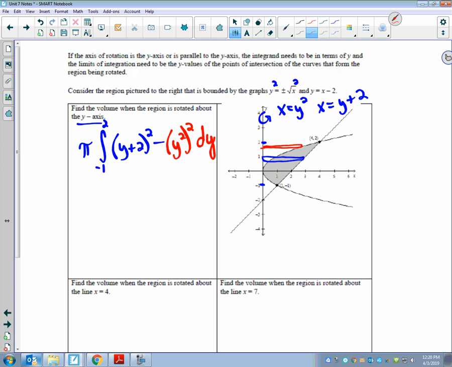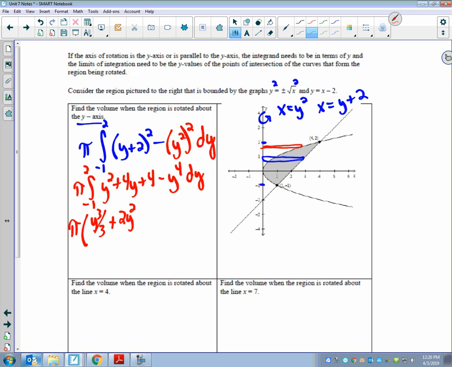Are you with me on that? Outer radius squared minus inner radius squared. And again, we can do some math here where we get y squared plus 4y plus 4 minus y to the 4th. So if I was going to integrate this, that would be y cubed over 3 plus 4y squared over 2, which would be 2y squared, plus 4y, minus y to the 5th over 5, from -1 to 2.